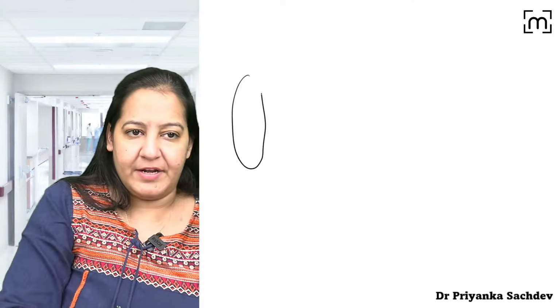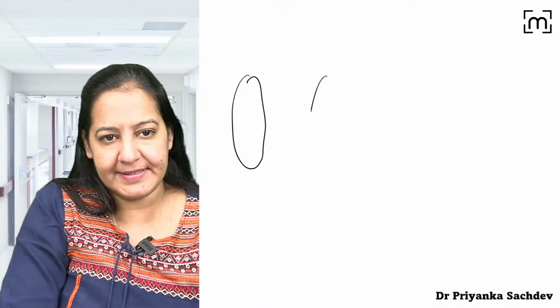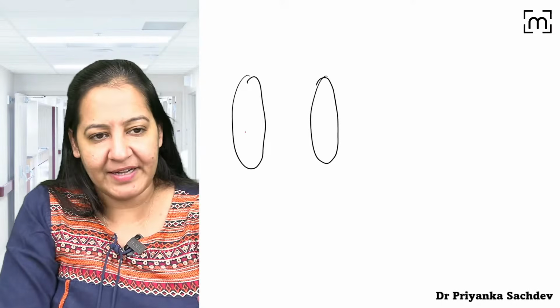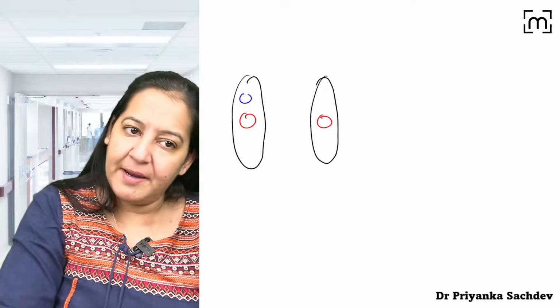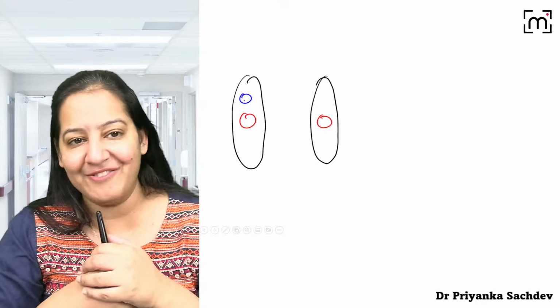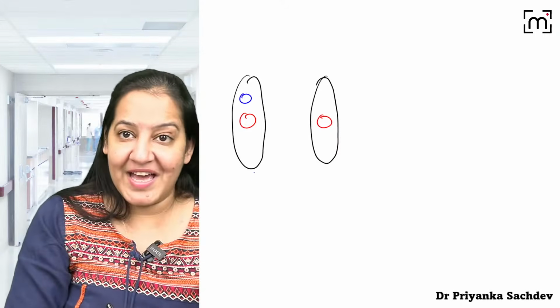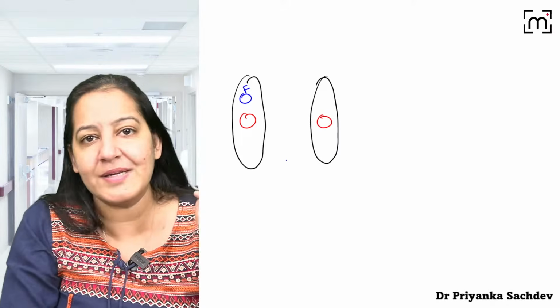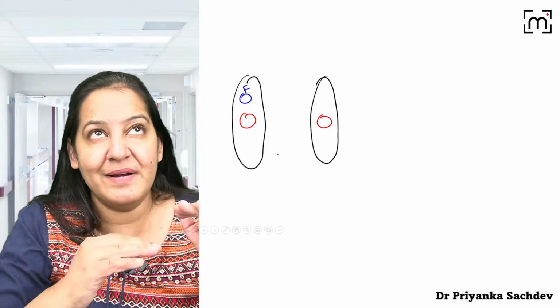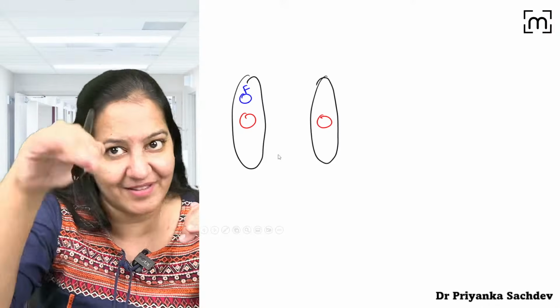This is the first bacteria. This is the second bacteria. In the first bacteria, this is the nucleus. In the second bacteria, this is the nucleus. But the first bacteria contains a plasmid also. The second bacteria doesn't have that plasmid. So the bacteria which has the plasmid, this plasmid is known as F-plasmid. You know what a plasmid is? I have already explained it. A plasmid is extra-chromosomal DNA present in the cytoplasm.